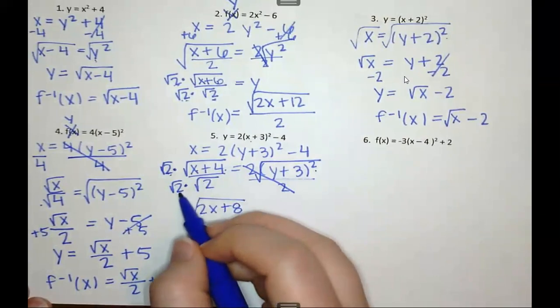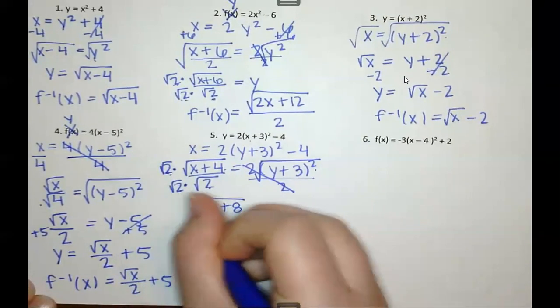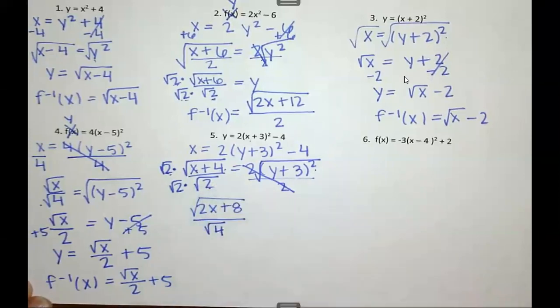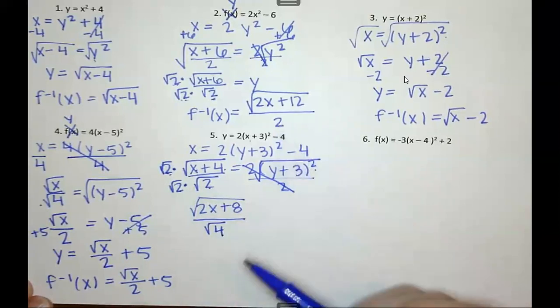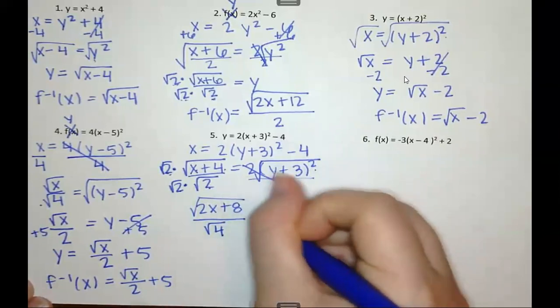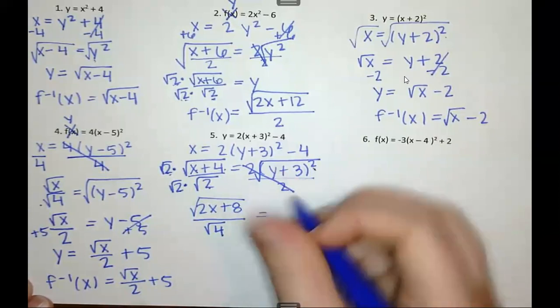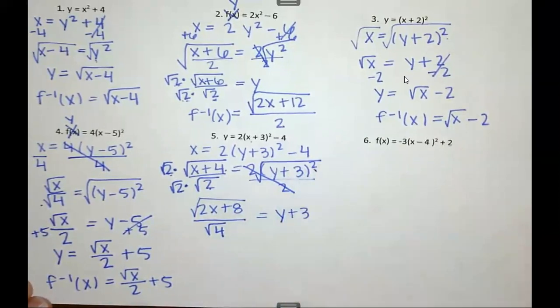Here, I have the square root of 2 times the square root of 2. So if I multiply what's underneath there, I end up with the square root of 4. But just like we said up here, the square root of 4 is actually 2. So when I rewrite, I'll change this to a 2. And on this side, now that we have gotten rid of this square by taking the square root, all I'm left with is y plus 3.